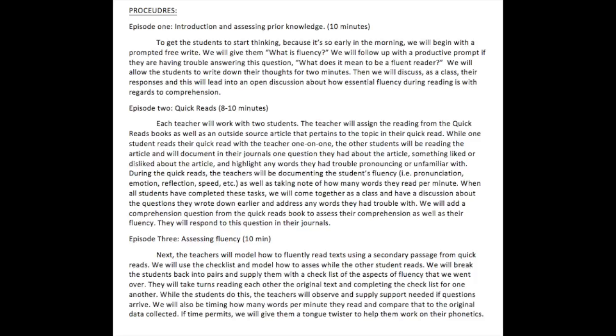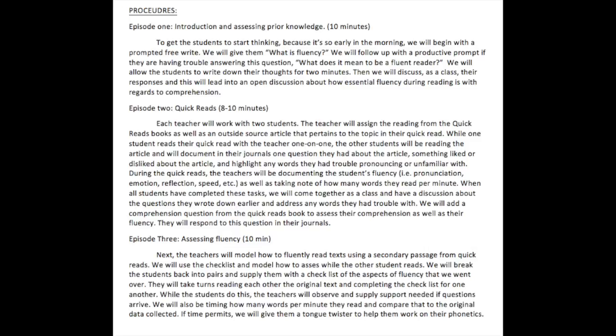For the second activity, the teacher works with 2 to 3 students. One student reads the assigned quick reads activity aloud, and the teacher uses the rubric to assess their fluency. During that one-on-one session, the other students in the group are asked to read a similar article and document in their journals one question they had about the article, something they liked and disliked about the article, and words they had trouble pronouncing or were unfamiliar with.